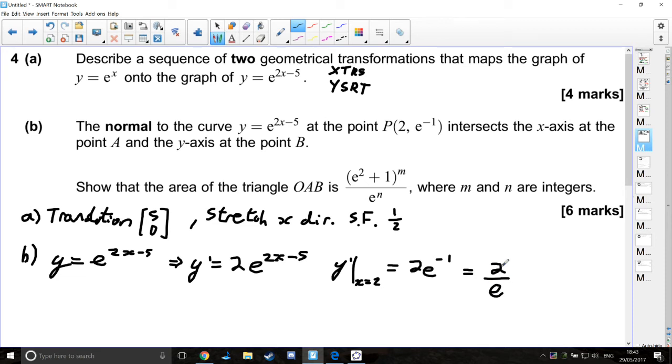So that is the gradient of the tangent. The gradient of the normal, which is what we want, is the negative reciprocal of that, so minus e over 2. And just because we wrote it like that, it was easier to flip it, like that.